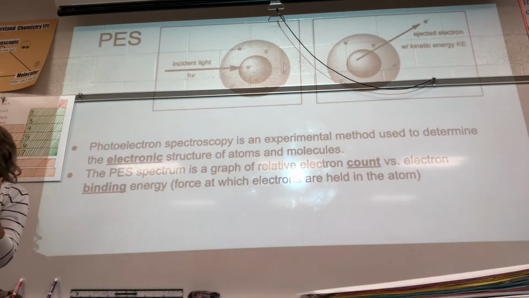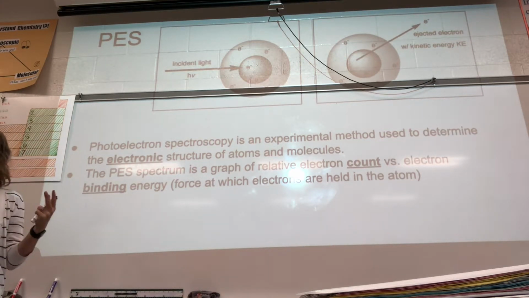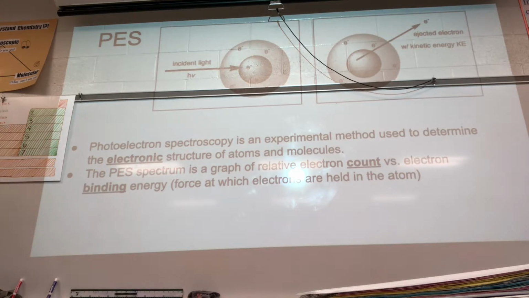Okay, so once again, here's how it works. X-rays go in. The electrons absorb that energy and come flying off, and then the machine can detect this combination of how many electrons came off and with what amount of energy. So we get a proportion, or this relationship, we'll look at a graph here in a second, that helps us understand the structure of our atoms. Because they don't all come off with the same amount of energy, which means they're not being held with the same amount of energy as well.